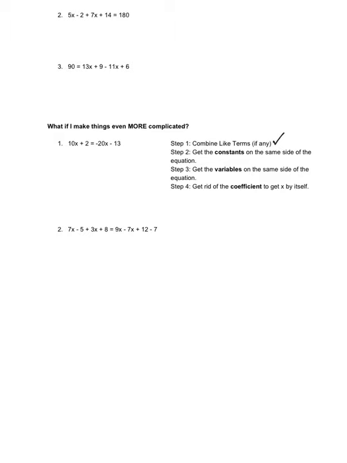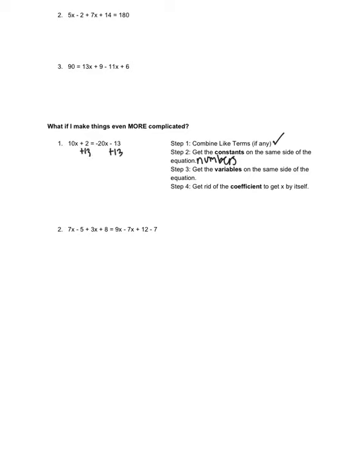Step two says to get the constants on the same side of the equation. Remember, constants are just numbers, numbers without a variable. So I need to get this positive 2 over here, or I can get this negative 13 on the other side. It doesn't really matter which side I move from. So I want to get rid of the negative 13. What that means I have to do is think about my inverse function of subtraction, which is addition. So I need to add 13 to both sides.